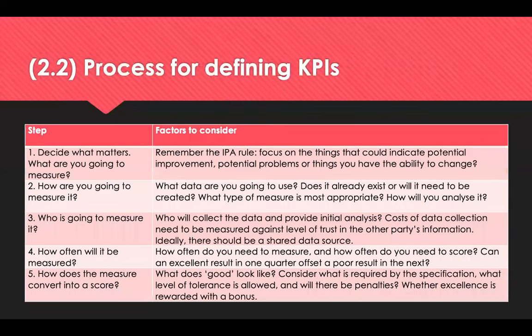Now the process for defining KPIs is firstly decide what matters. It's really important that you measure what matters most. Then decide how you're going to measure it. What data do you need? Does that already exist? And what type of measure is most appropriate? Is it pass-fail? Is it above a certain line?